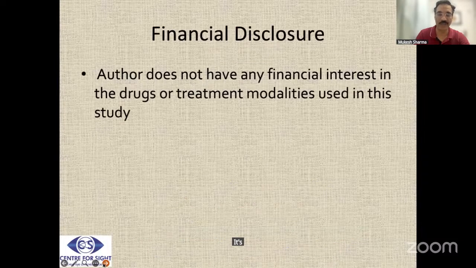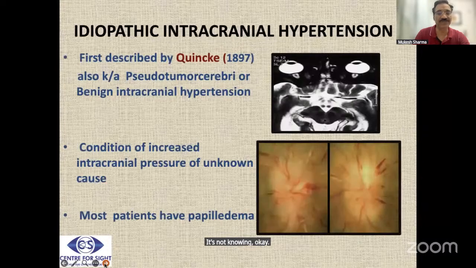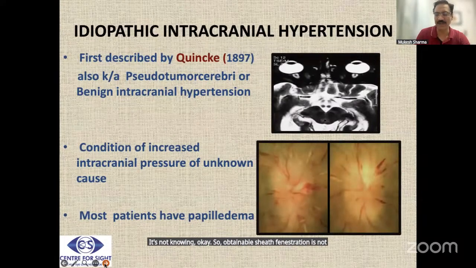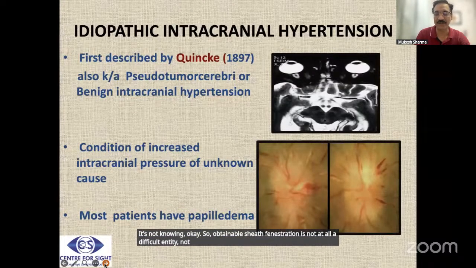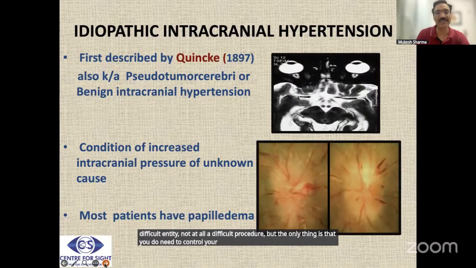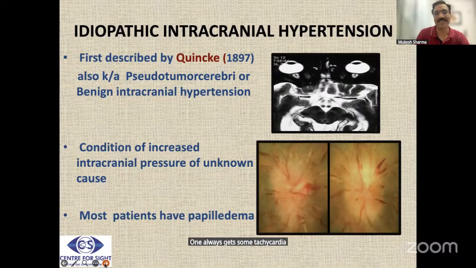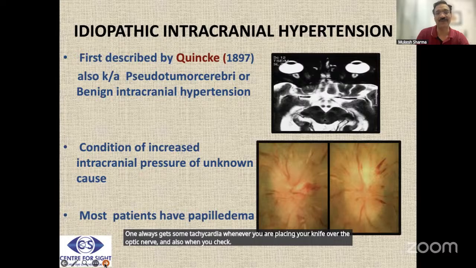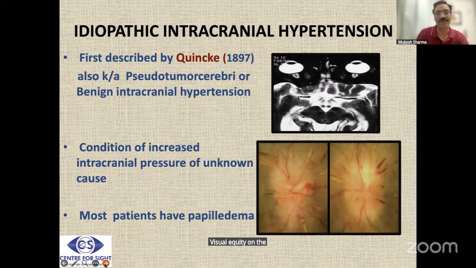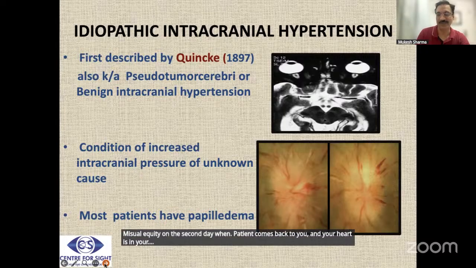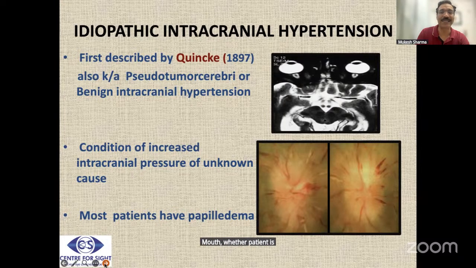Optic nerve sheath fenestration is not at all a difficult procedure, but the only thing is that you do need to control your coronaries, because one always gets some tachycardia whenever you are placing your knife over the optic nerve, and also when you check visual acuity on the second day when patient comes back to you and your heart is in your mouth, whether patient is able to read at least the pre-op vision or not.